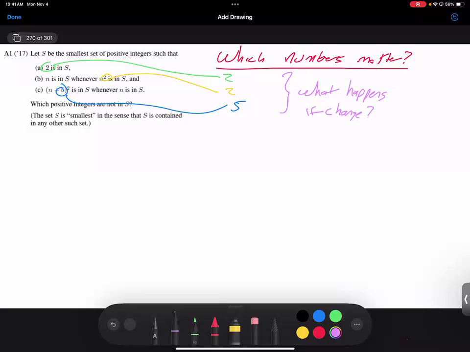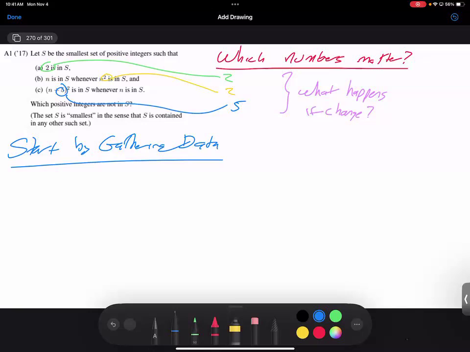What was I saying? We want to gather data, right? So step 1 is always gather data. Start by gathering data. And so I cheated. I wrote a computer program to do some investigation, but you shouldn't have to do this on a Putnam problem. A small data set should hopefully be enough. So we want to try to figure out what is in the set.